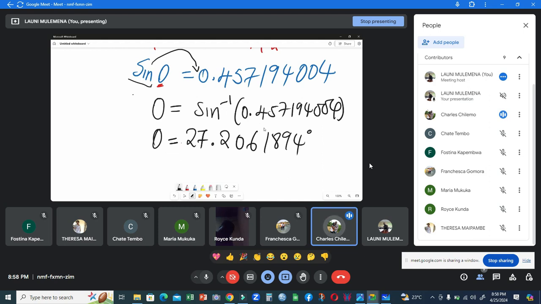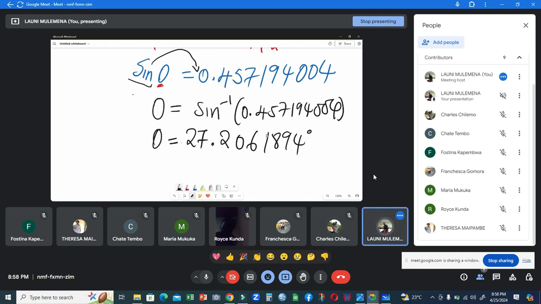On the calculator, you go on shift and then you press sine and then the figures you are given and then equals to, because we are looking for the degrees. That's the reason why we use the sine inverse. Okay.